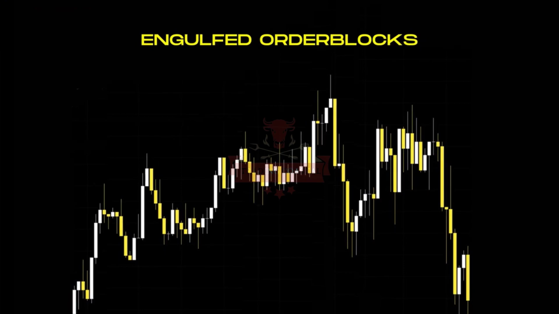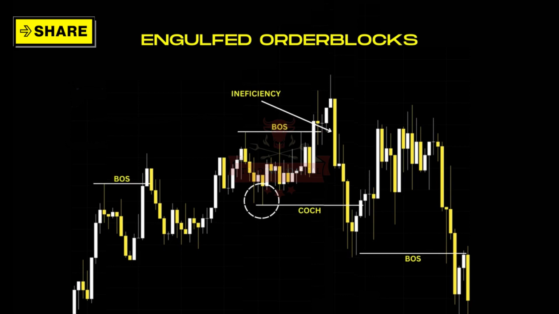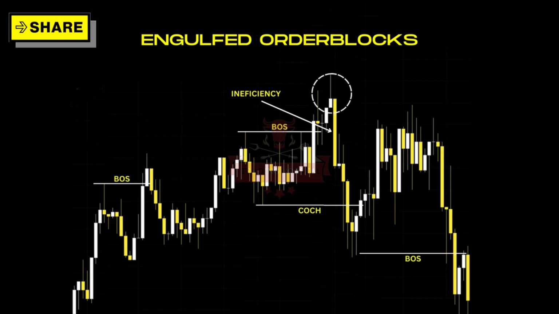In this example, we see a shift in the market dynamics as price breaks out of the structure to the downside, signaling a change of character from the previous uptrend. The candle we are focusing on is the last bullish candle formed before the bearish movement. Its entire body is engulfed by the following bearish candle, indicating a strong bearish momentum.